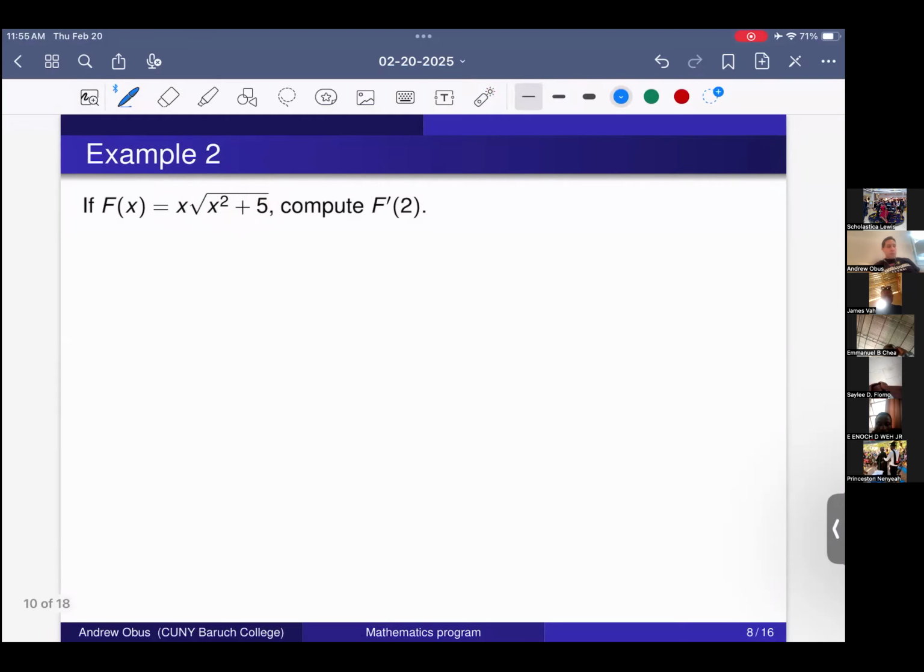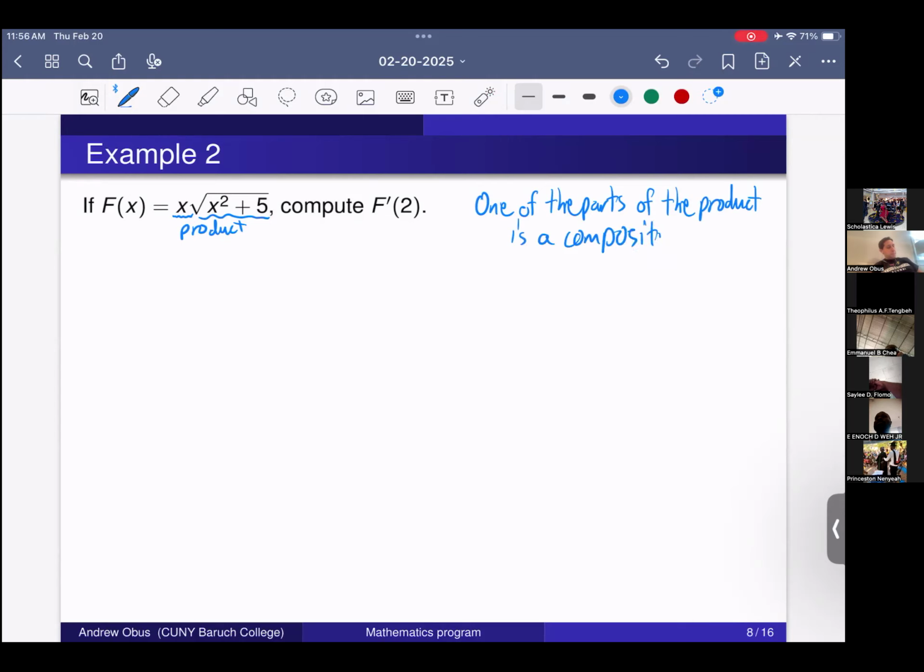One second, Enoch. The first thing is you have to realize that this is a product. Kind of at the highest level, this is a product. It's one function times another function, and one of the parts of the product is a composition. Okay, Enoch, do you wanna start it off?